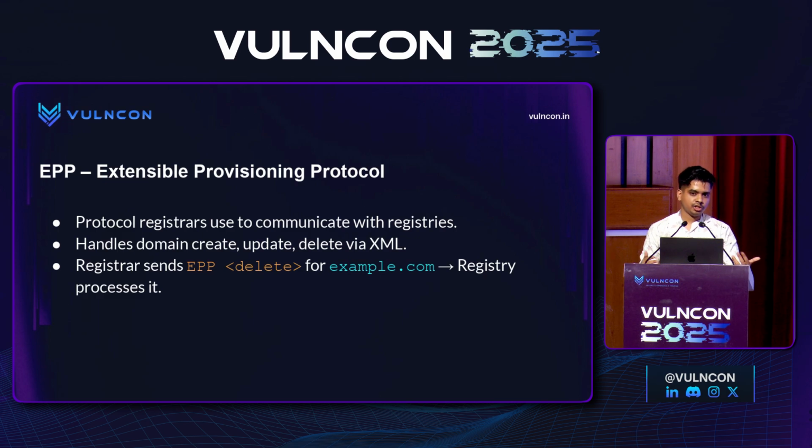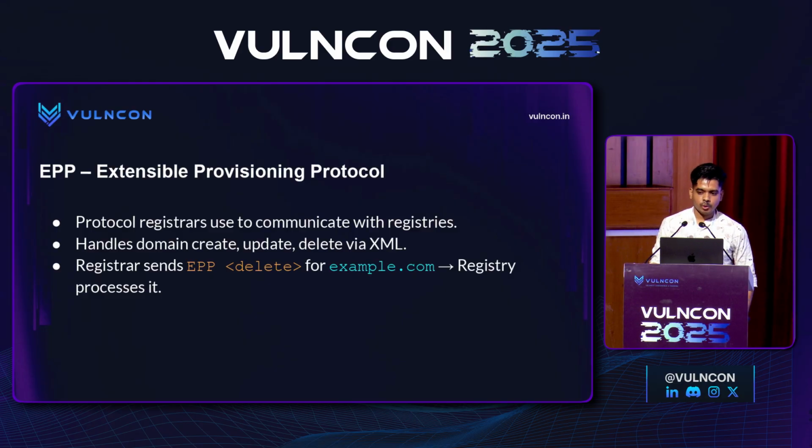If a registrar needs to delete a domain, update a domain, or add a new domain, it will use EPP to issue EPP commands to the registry, and the registry will either accept or reject those commands, and it will issue either a success code or an error code. Here, the registrar sends an EPP delete command for a particular domain name if the domain needs to be deleted.